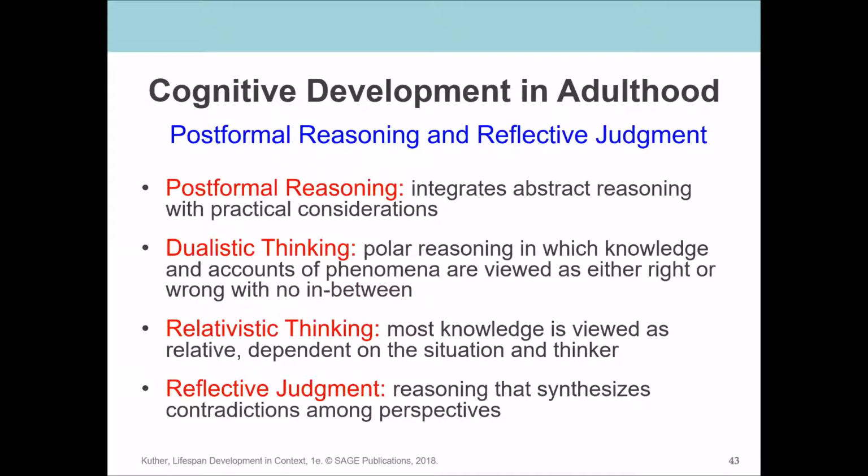And then last, reflective judgment is reasoning that synthesizes contradictions among perspectives, recognizing that options and opinions can be evaluated, and then generates criteria to do so. So now we're going above and beyond just seeing that there are contradictory arguments, to actually judging and evaluating, based on criteria, which argument has the best supporting evidence and is perhaps the most valid argument.